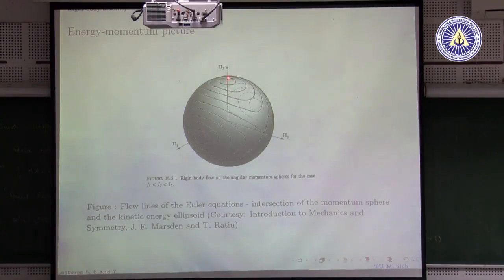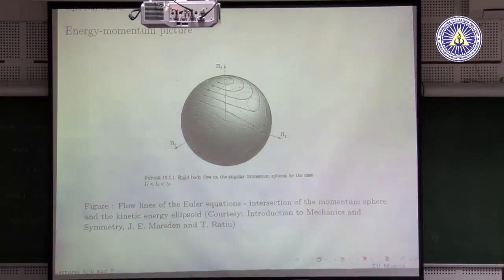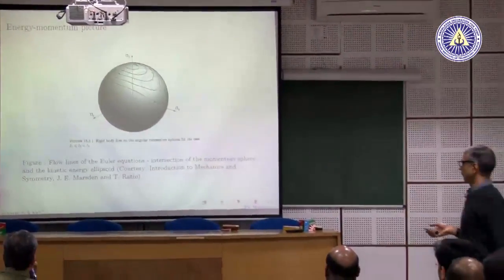So, if you get perturbed here, you keep circling, which is a graphical interpretation of why the intermediate axis is unstable. These flow lines show that, and they are obtained by intersecting the momentum sphere with the kinetic energy ellipsoids. Those are ellipsoids, this is a sphere, and the intersection forms these flow lines, right.